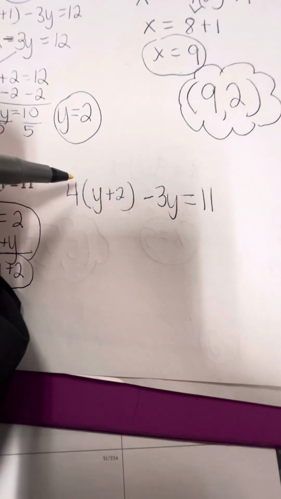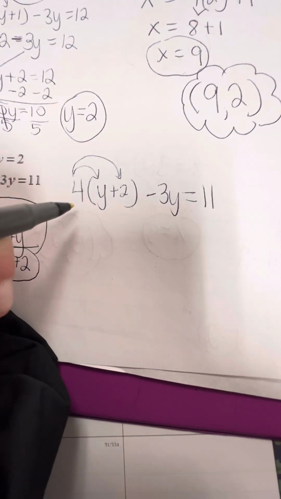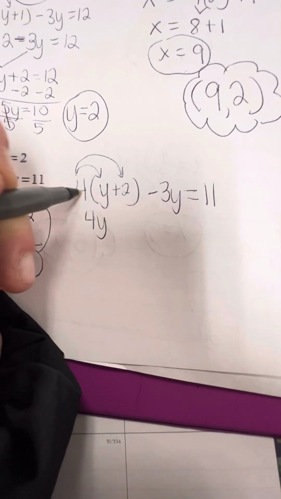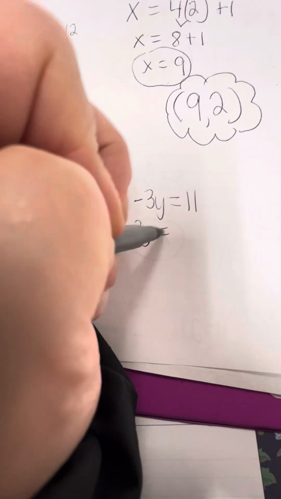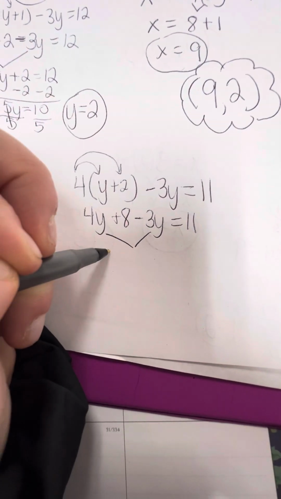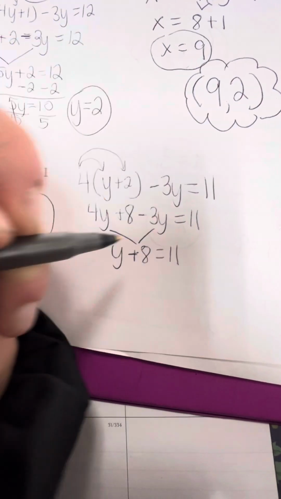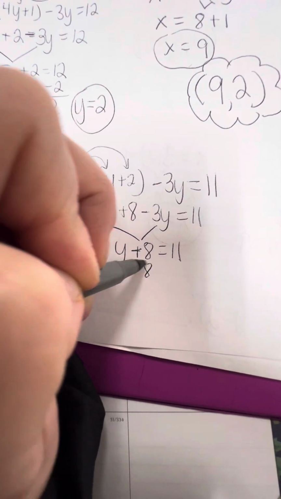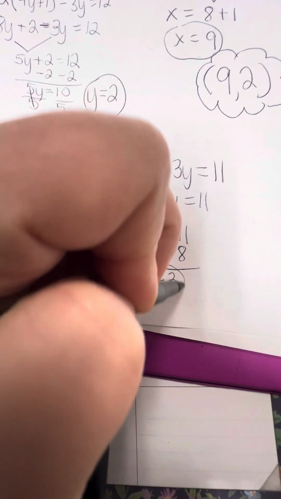Now I'm going to do the distributive property. 4 times y, and then 4 times 2. So 4 times y is 4y. 4 times 2 is 8. And then we have that minus 3y equals 11. Now I'm going to combine like terms. 4 minus 3 is 1y. We have 8 equal to 11. And we're going to subtract 8 on both sides, getting me y equaling 3.